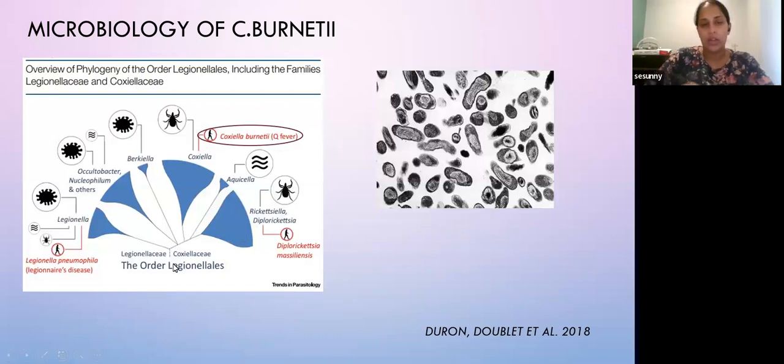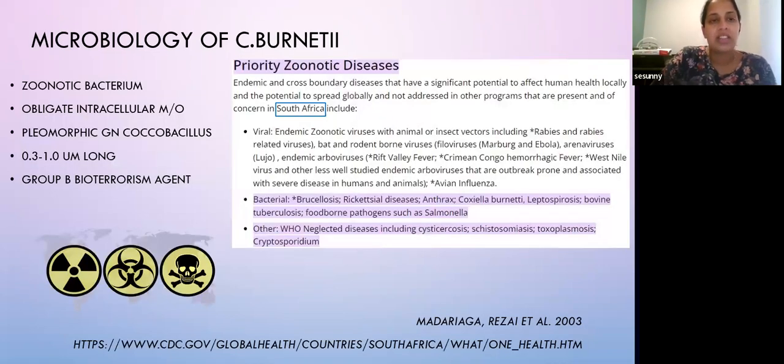With regards to why it was classified initially under the Rickettsialis order, we'll chat a bit about that when we talk about the history of its discovery. So it's a zoonotic bacterium. What do we mean by zoonotic bacterium? According to the WHO, it's any disease that's naturally transmissible from vertebrate animals to humans or vice versa.